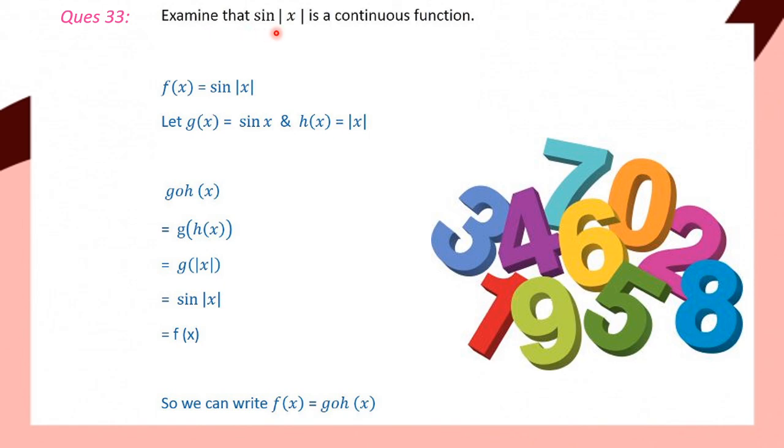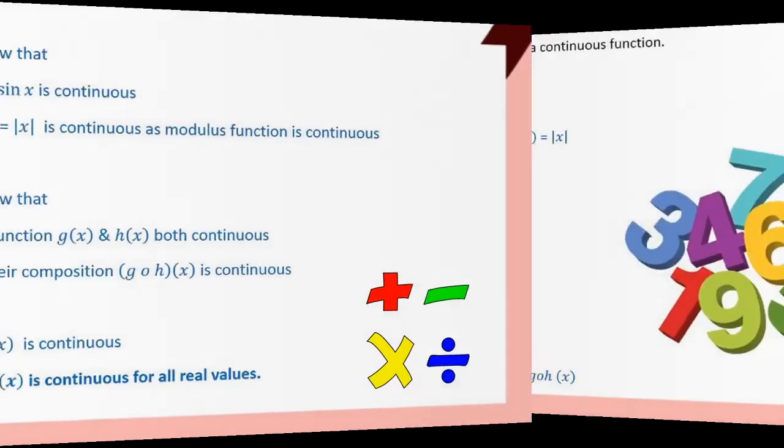33rd question: examine that sine mod of x is a continuous function. Here students, this is a composition of two functions. We can write this function f(x) as g(x) equal to sine x and h(x) equal to mod x. Now g of h(x): what is h(x)? h(x) is mod of x, and what is the g function? Sine x. So definitely it is sine of mod x, which is equal to f(x). So it means f(x) can be written as a composition of two functions, like g of h(x).